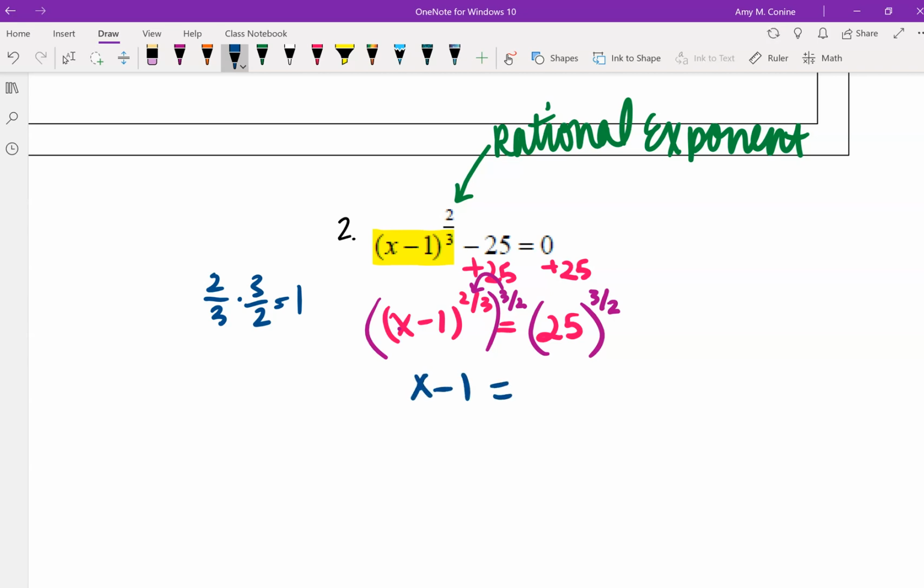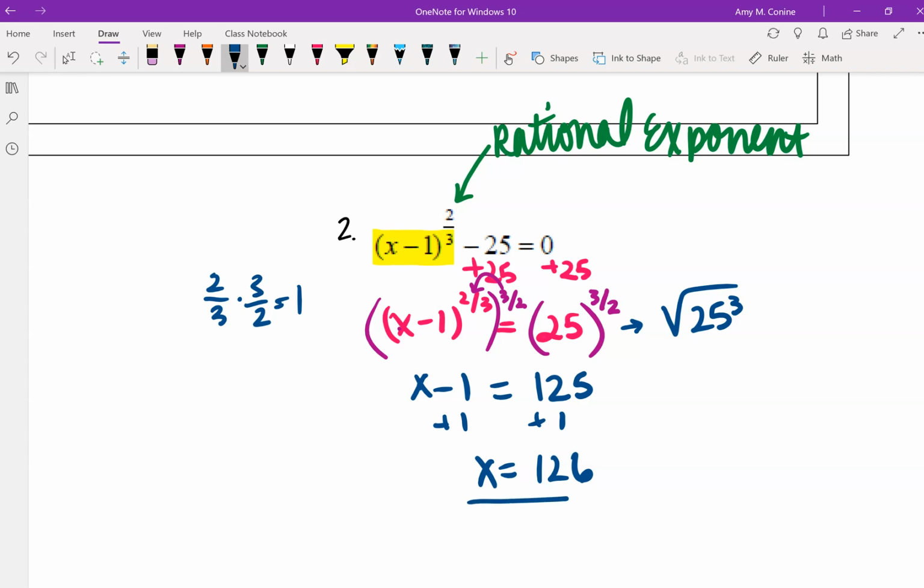And now you have 25 being cubed and square root. So really what you have right now is the square root of 25 cubed. If you do that in your calculator, you should get 125. Add your 1 over. So x here is going to equal 126. You should check for extraneous solutions. We will do that later this year. I just want to know that you can do the process. That's all I care about.